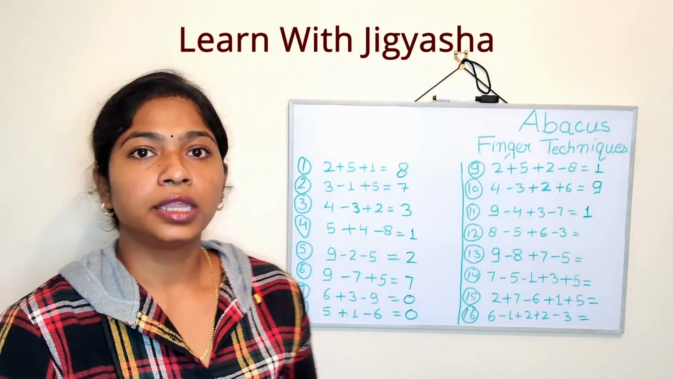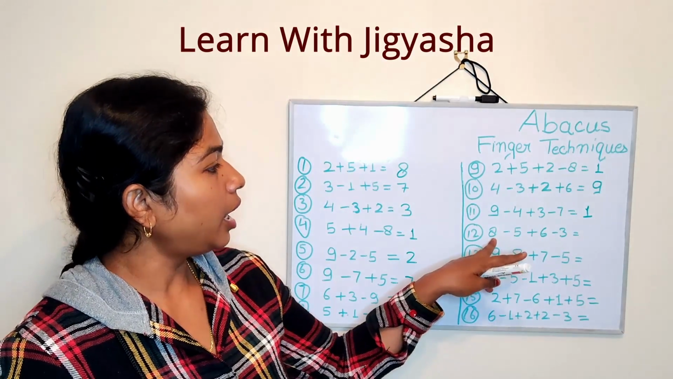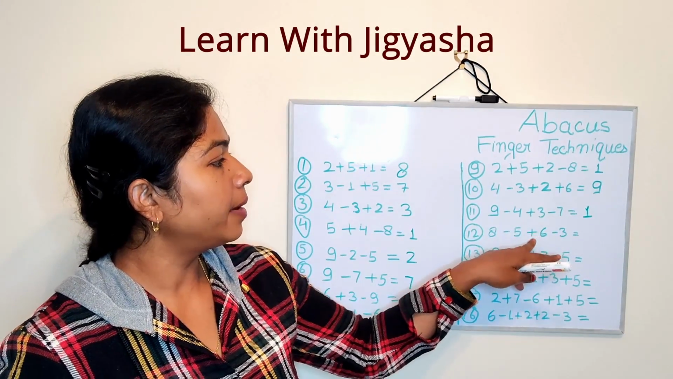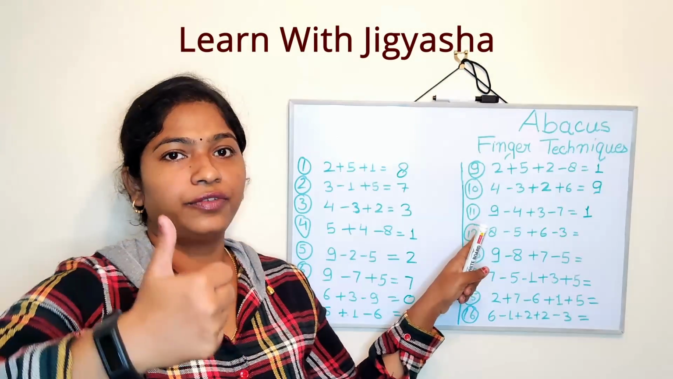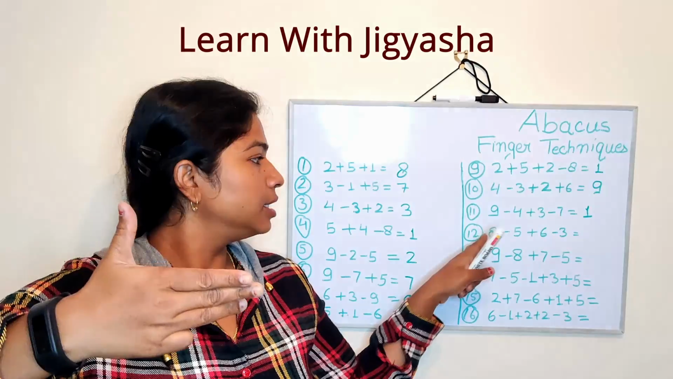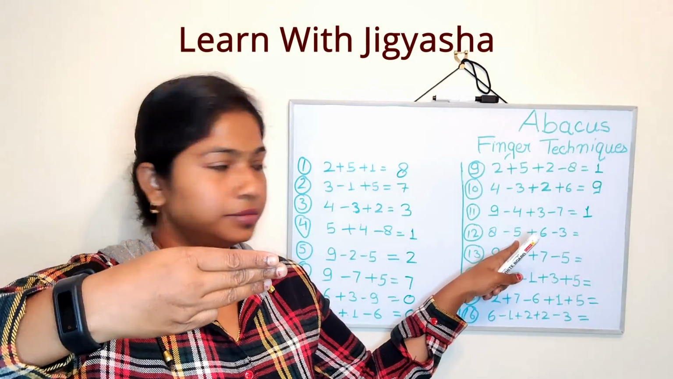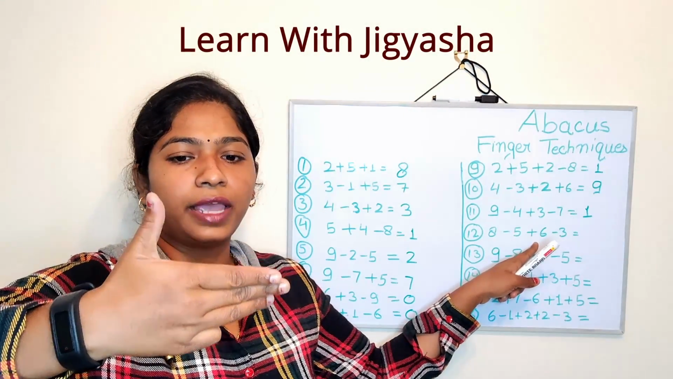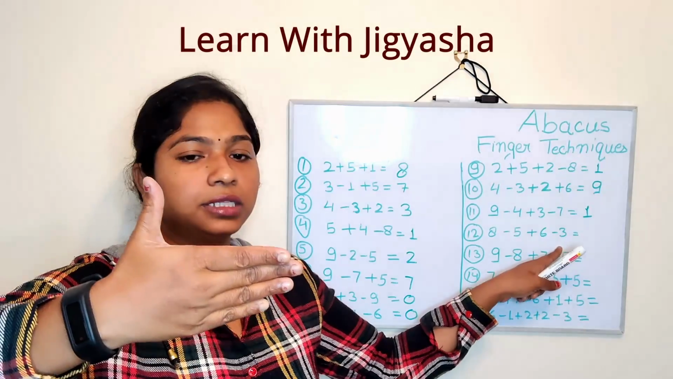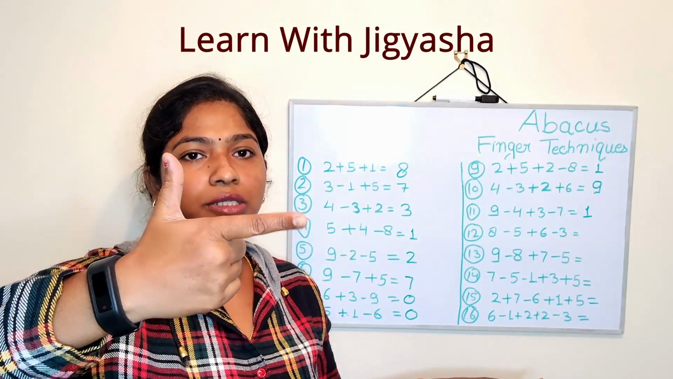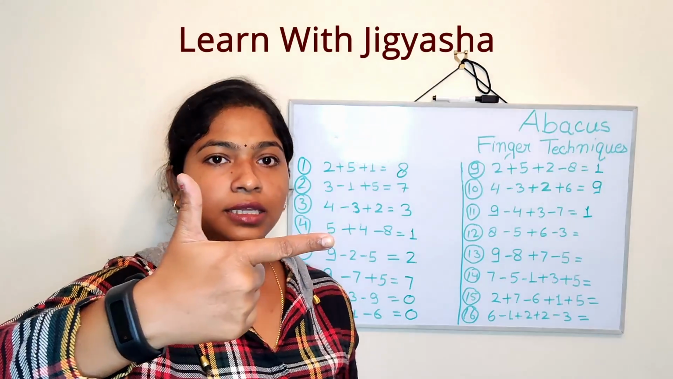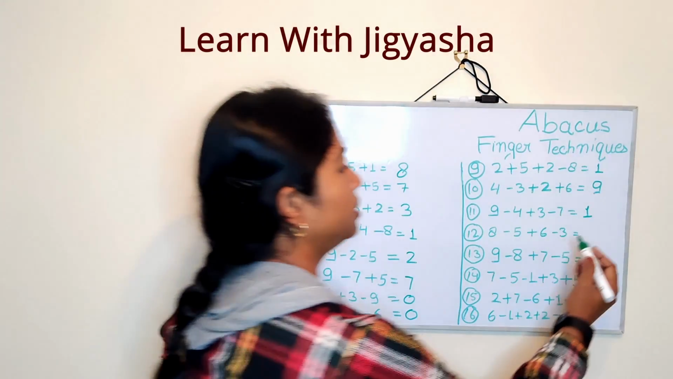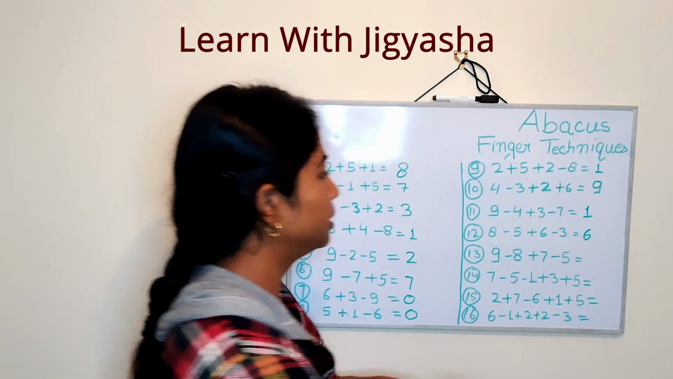Now, next question. 8 minus 5 plus 6 minus 3. Okay. So 8. 5, 6, 7, 8. Minus 5, plus 6. 5 and 6. Minus 3. So 1, 2 and 3. I will close these three fingers. So what is the answer? 6. Okay. So I will write down 6 here.